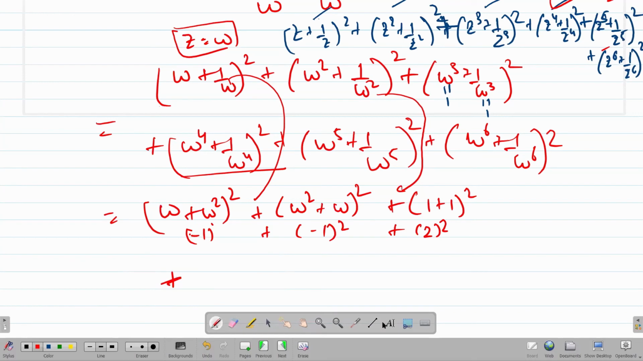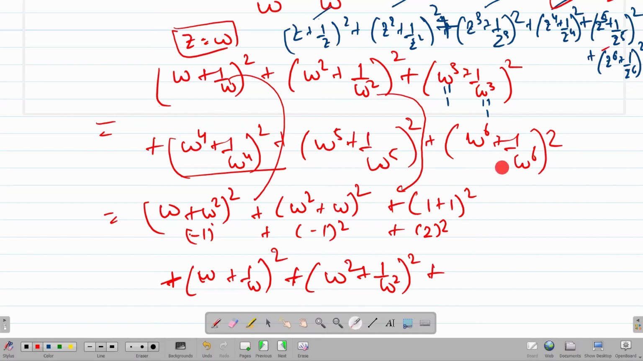the pattern of this triplet is repeating in further 3 brackets also, but I'm just showing you that omega 4 is omega, and this is 1 by omega. Omega to the power 5, if I divide this by 3, comes out to be remainder 2, and here I get 1 by omega square whole square. Plus another bracket, that is omega 6, is a multiple of 3, so my answer here is 1 plus 1 whole square. So you can easily see that the pattern is repeating.